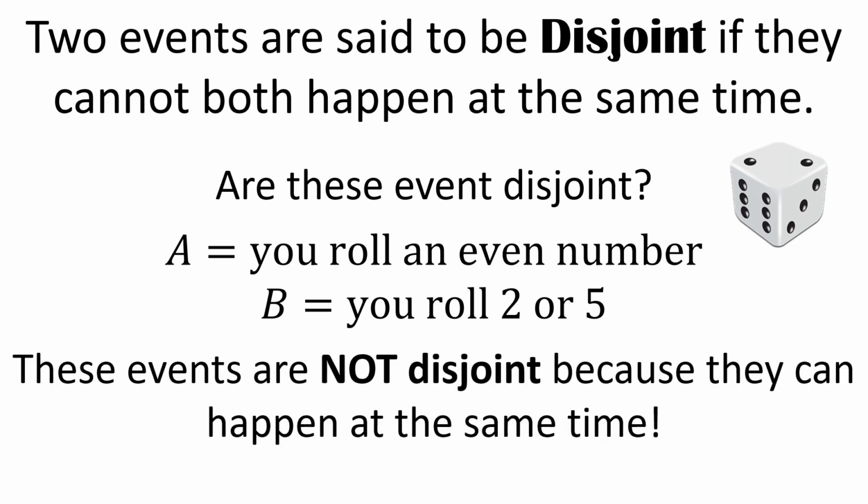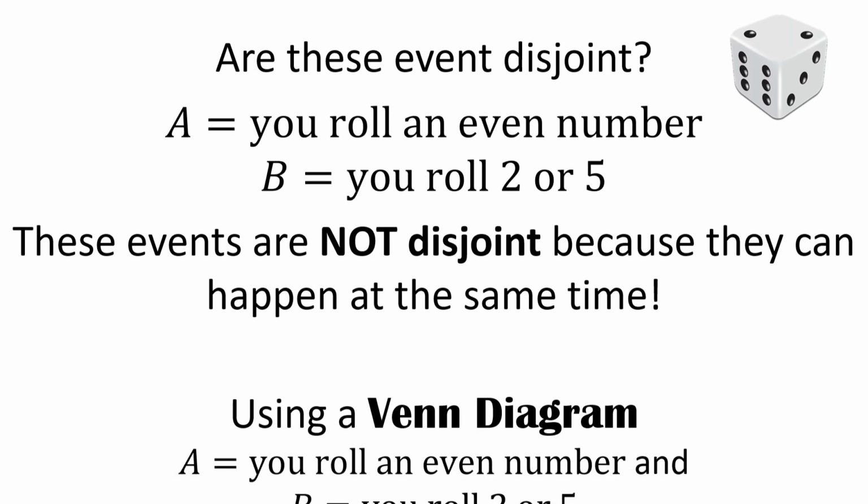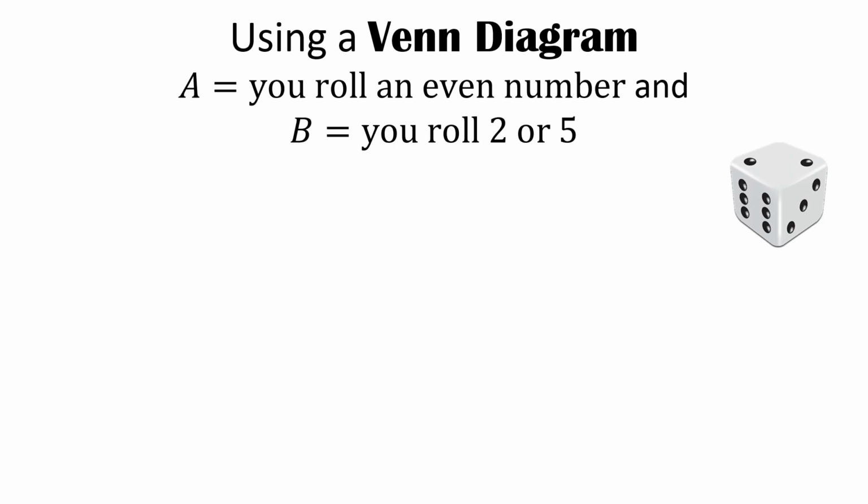Well, I think you'll probably see that these events are not disjoint because they can happen at the same time. You can roll an even number, which would be 2, 4, or 6. That's event A. Event B is you roll a 2 or a 5. If you roll a 2, then both event A and event B have occurred. So they can both happen at the same time, meaning they are not disjoint. So we can use a Venn diagram to visualize this.